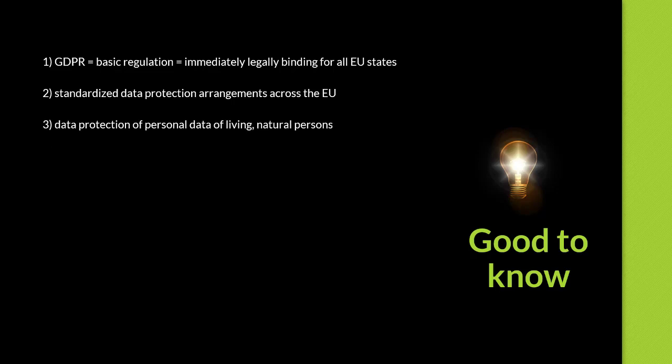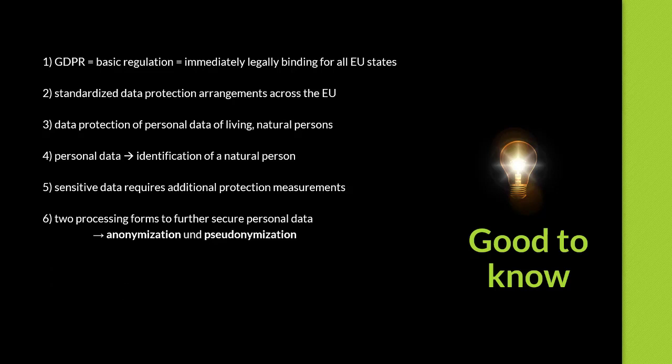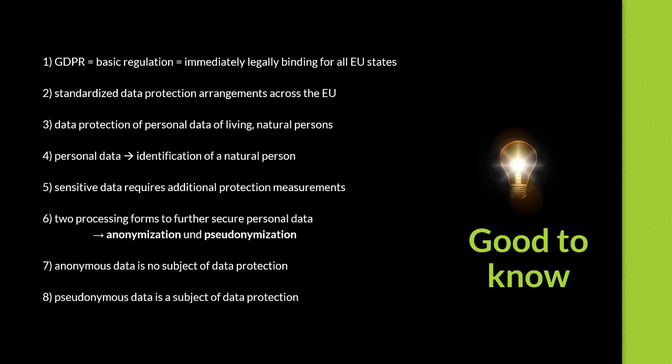The GDPR aims at data protection in the processing of personal data of living natural persons. Personal data is any data that makes it possible to identify a natural person. Sensitive data requires special measures of protection. The GDPR also defines two forms of processing scenarios that are intended to increase data protection and to minimize risk: anonymization and pseudonymization. Anonymous or anonymized data is no data protection issue. Pseudonymized data is still a data protection issue.